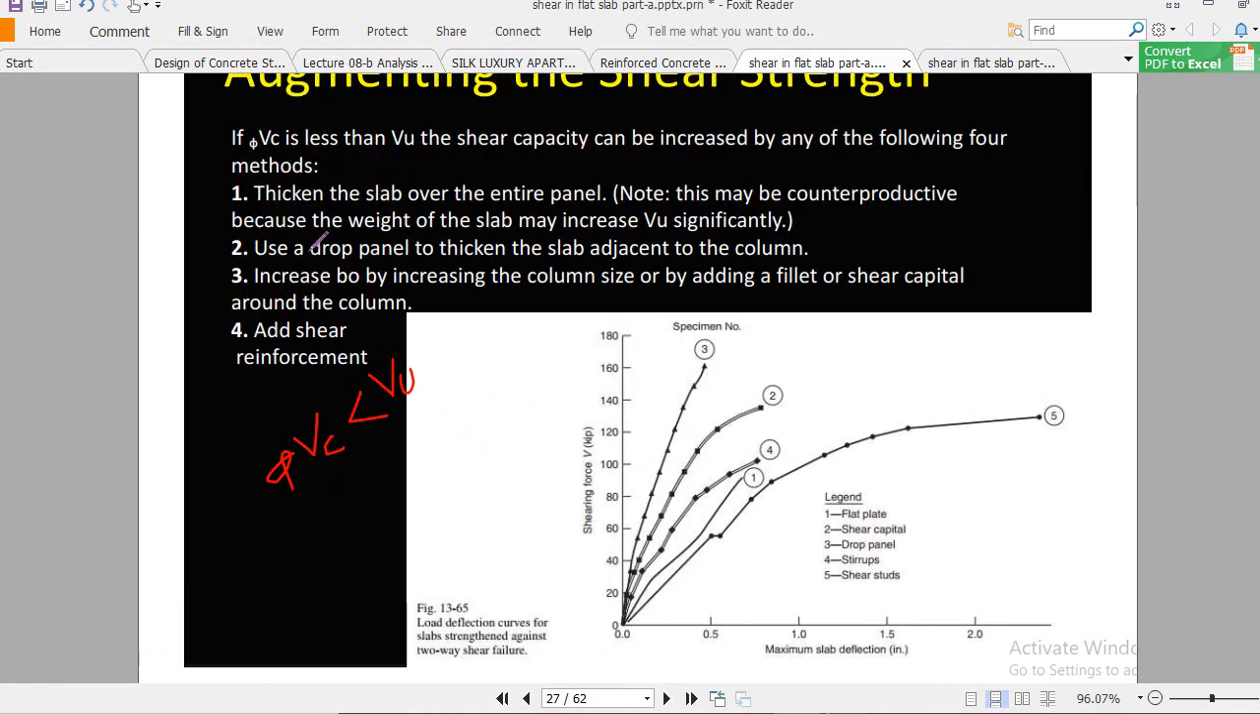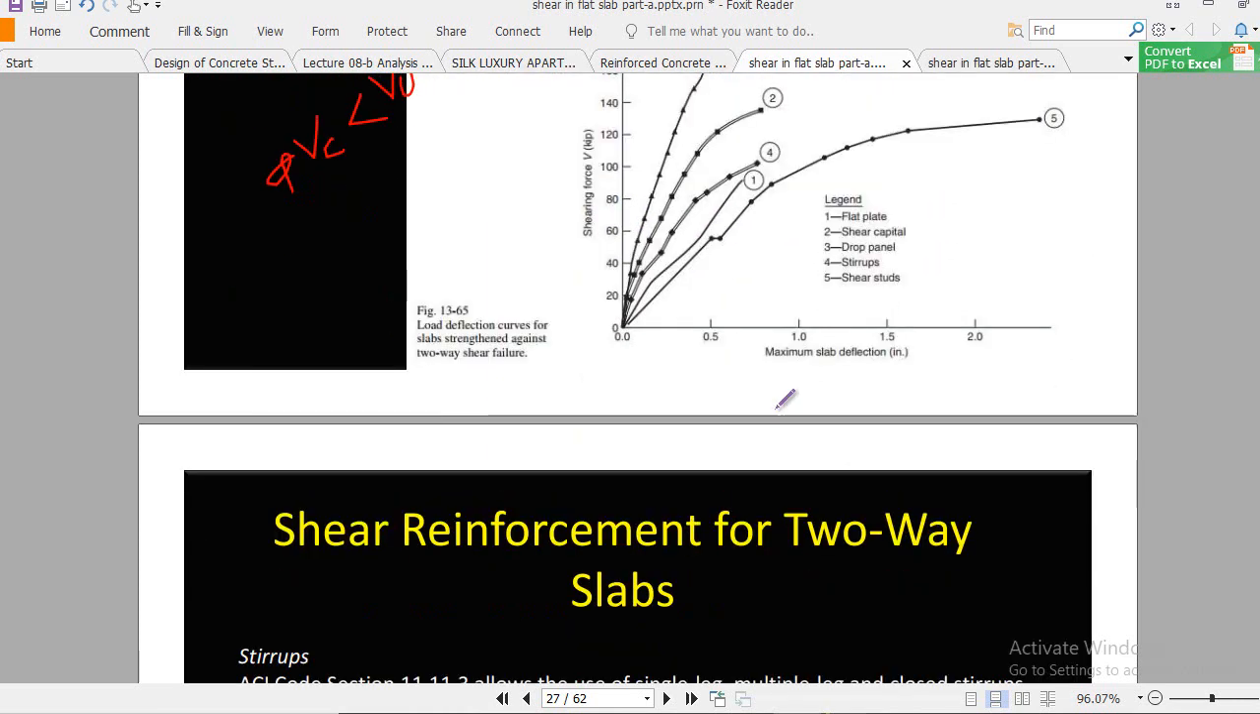Remember, if such a condition prevails, then we have different ways to cope with such problems. The ways are: you have to provide a drop panel, a column capital, shear head reinforcement, shear studs, bent up bar shear reinforcement, or integral beams. These are the different options, and this is the graphical representation. Clear?